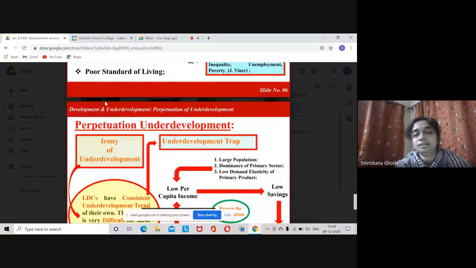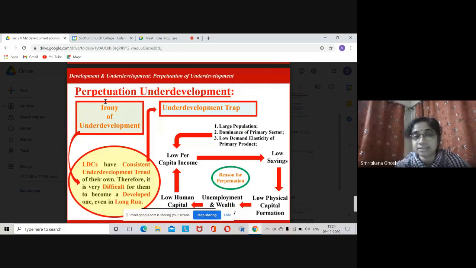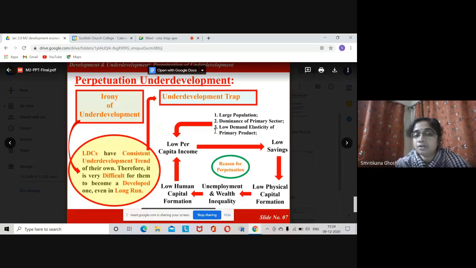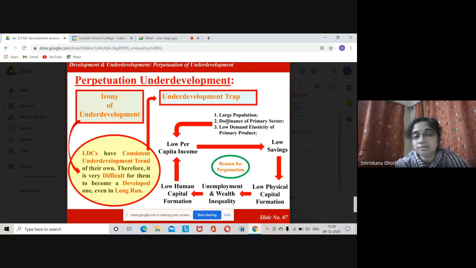Now I am going to the last part. Why is there a long existence of underdevelopment in the less developed economy? Actually, there is a trap which I call the underdevelopment trap. So where is the trap? Look at this flow chart. Look at this point first. In any of the less developed country, these are the common problems. The population growth is very high. Primary sector is the dominating sector in case of employment, in case of income, revenue generation. And as the people are producing primary products, the price elasticity of demand of those products is also very low. So they cannot earn a lot of revenue from this sector. So what is the end result? The end result is the low per capita income.